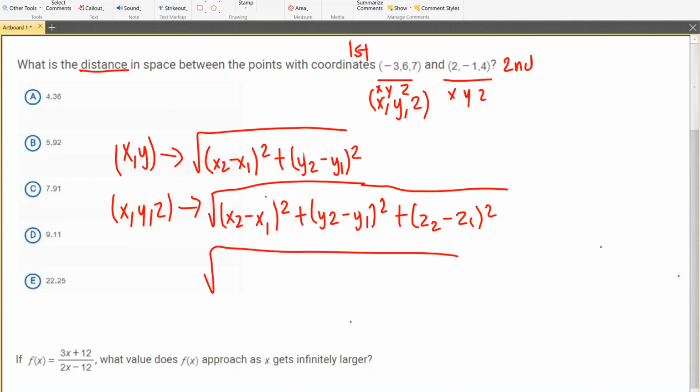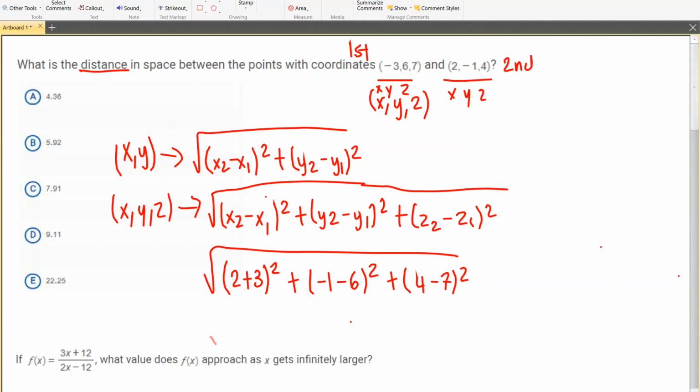So remember the square root. So that'd be 2 minus 3 minus negative 3, minus negative 3. And that turns to a positive because subtracting a negative number is the same as adding that number. y2 would be negative 1 minus 6. And lastly, 4 minus 7 squared.